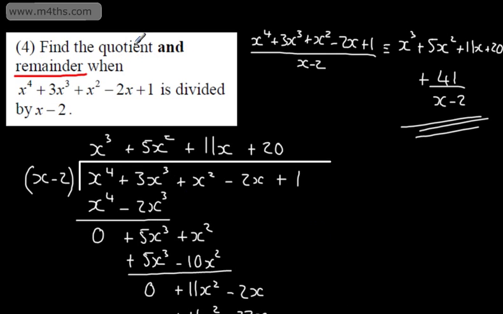If you're not asked for the quotient, as stated earlier, you will simply use the factor, or in this particular case, the remainder theorem to do that. You would simply evaluate f of 2. You would put 2 through this function here, if we call this f of x, and find f of 2. That would give us what the remainder was.